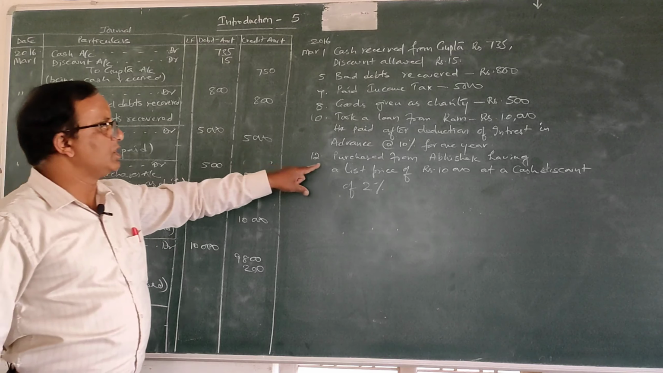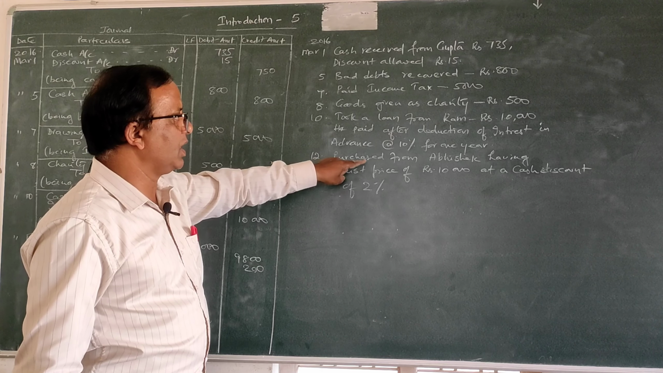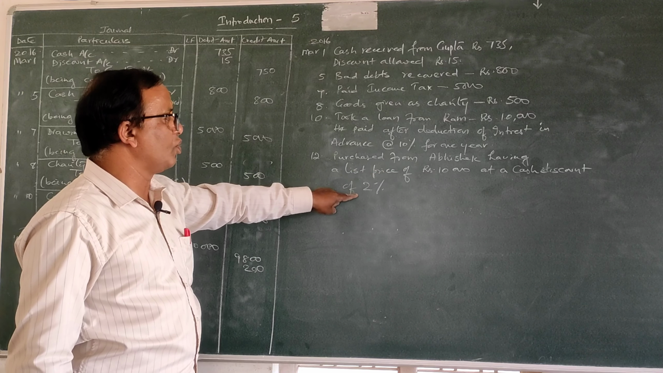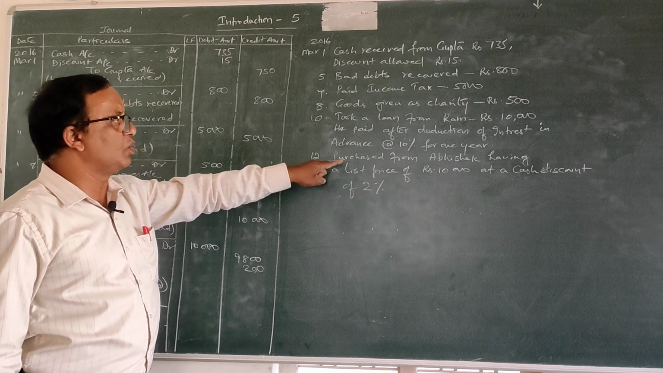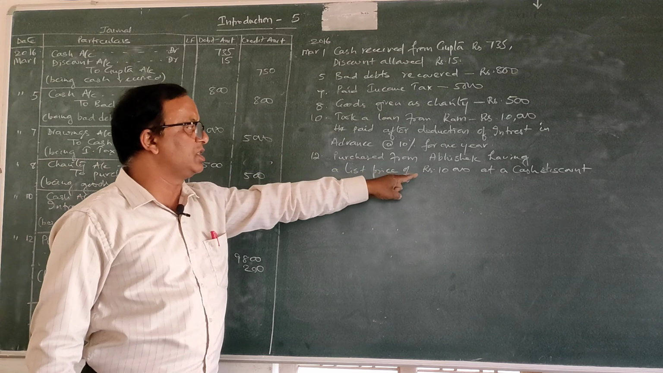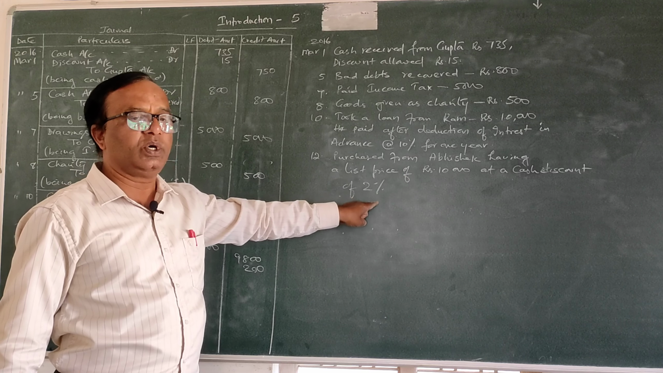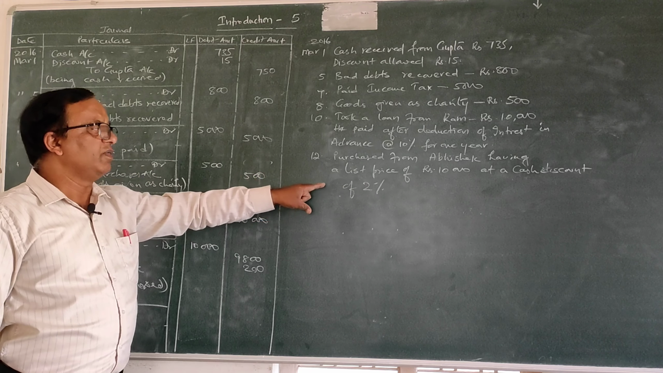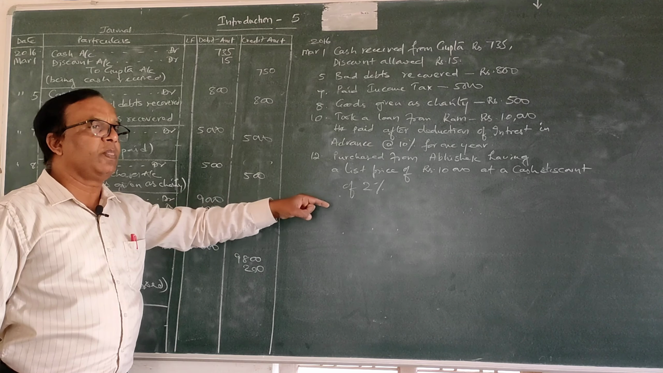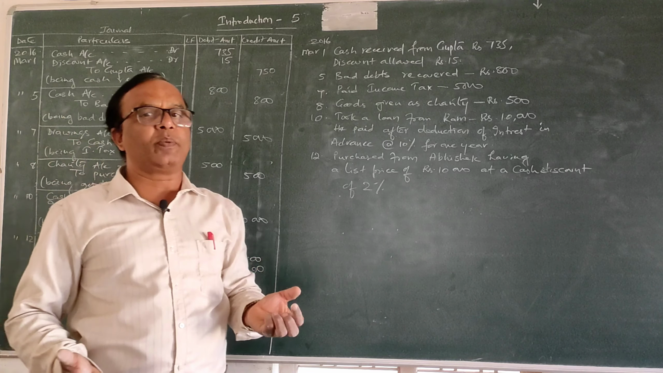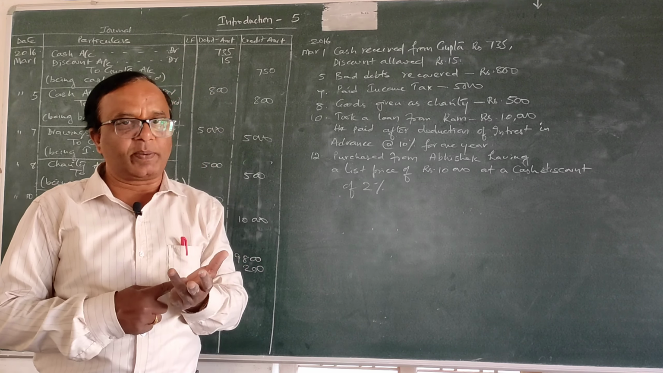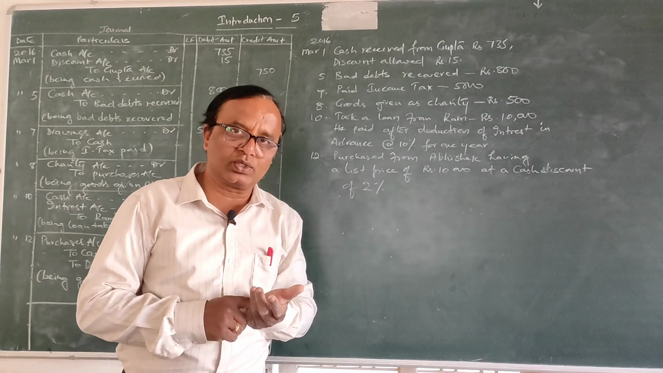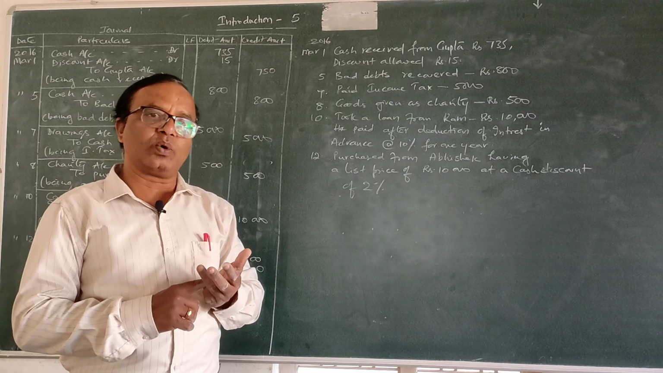Then next one, purchased from Abhishek having a list price of rupees 10,000 at a cash discount of 2%. That means here you have purchased goods from Abhishek whose list price is 10,000, and you have received 2% discount when you have purchased it. So simply observe here, what you have purchased, goods only, so purchase account will be affected. Purchase account being a nominal account, debit all expenses and losses. So this particular purchase account you are going to debit.